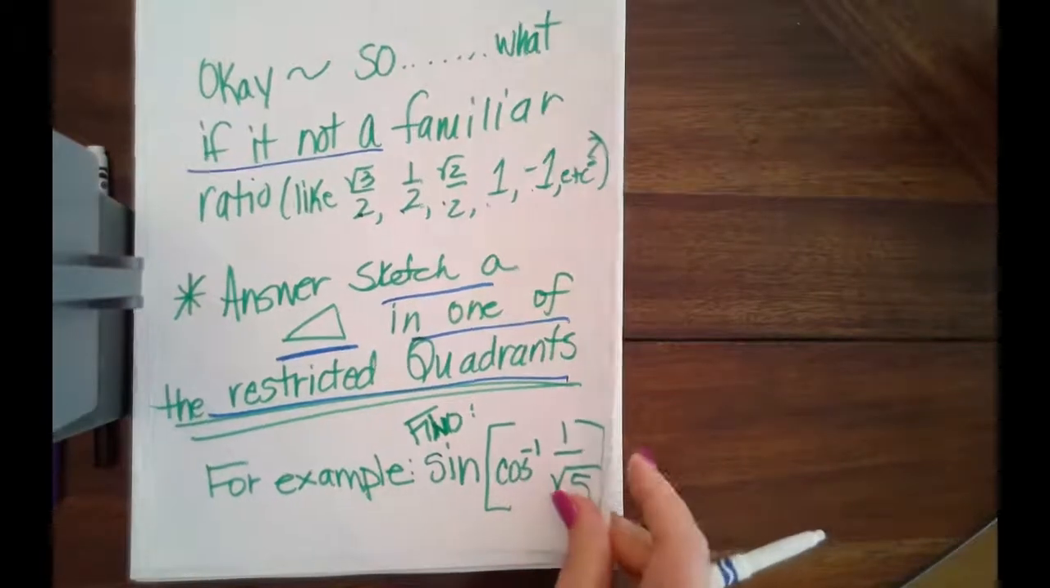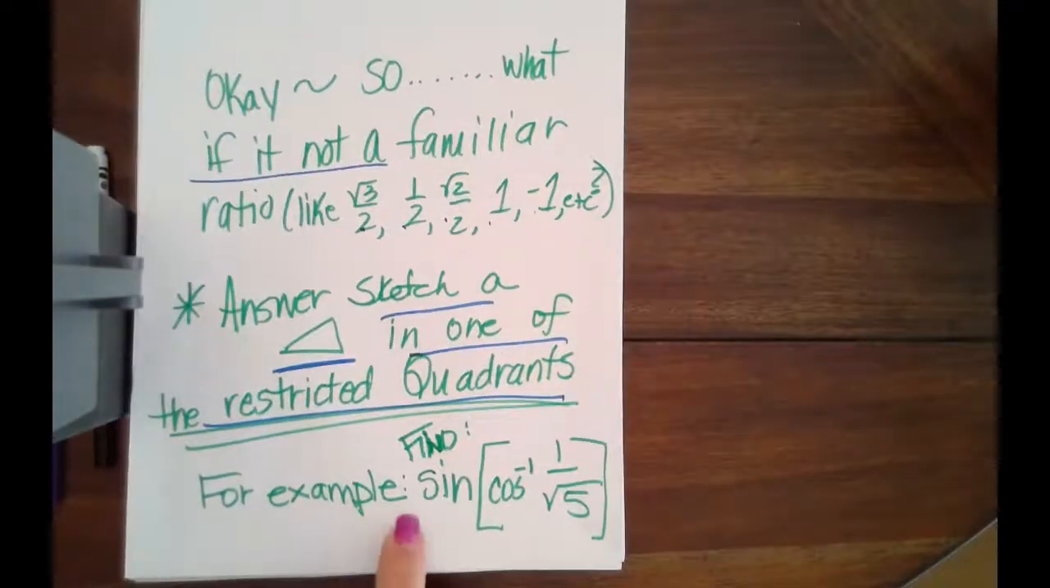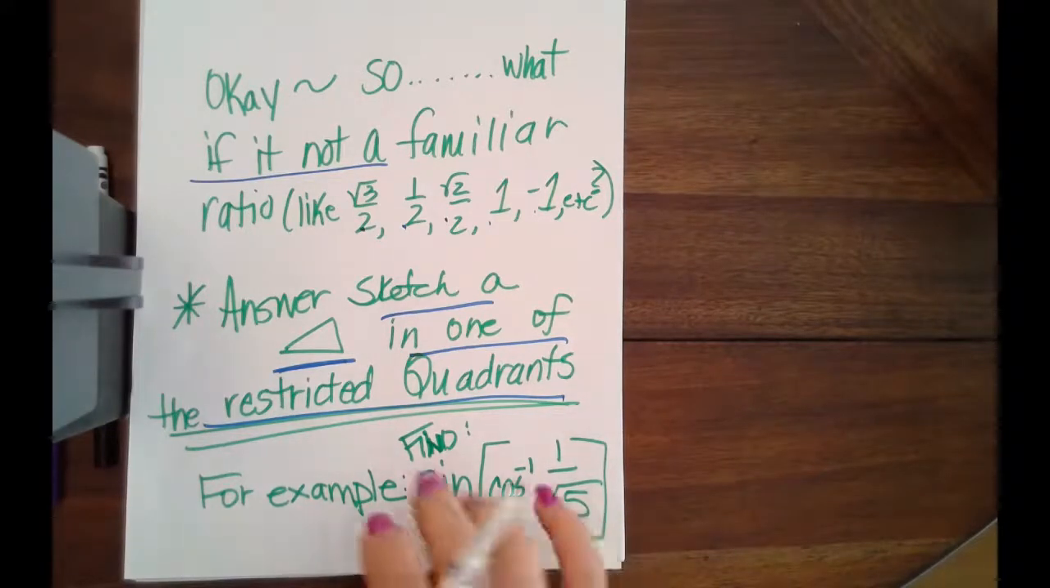I'm going to change pages. Again, the problem said find the sine, and then inside you've got inverse cosine of 1 over radical 5. Now remember, you can rewind and pause this video as much as you need to get any of the information.